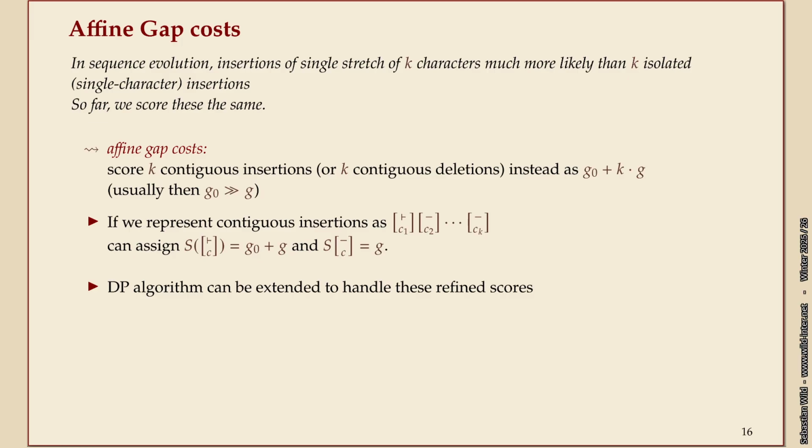A simple way to fix that, which seems good enough even though it's a crude approximation, I'm sure, is to say we have affine costs. So instead of just k times g for a gap of size k, we have some offset. And you should think of this one being much bigger. That's the kind of penalty to open an insertion round or open a gap. And then extending the gap is a much smaller marginal cost.